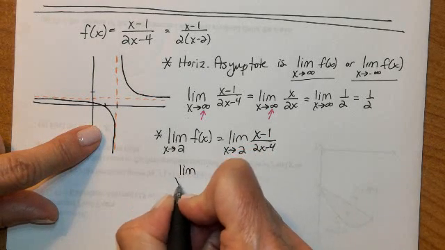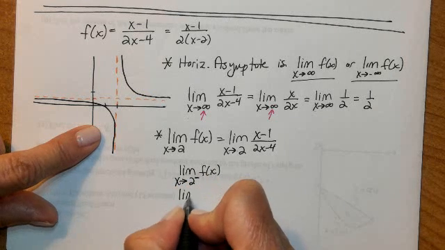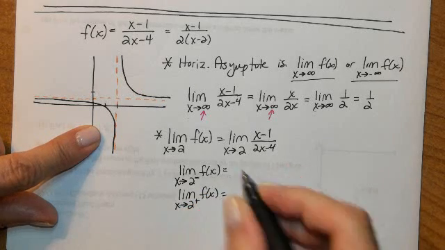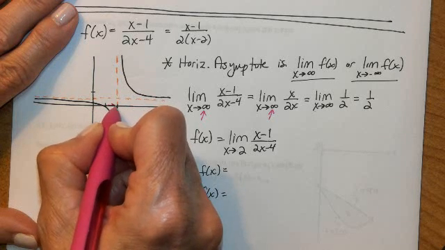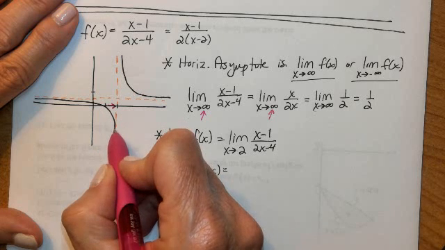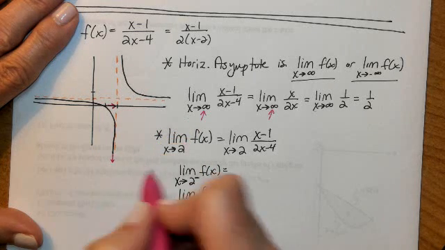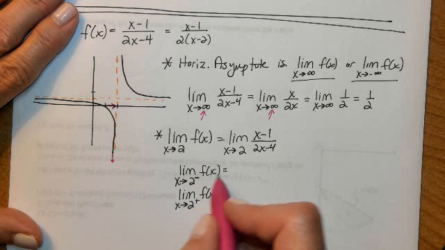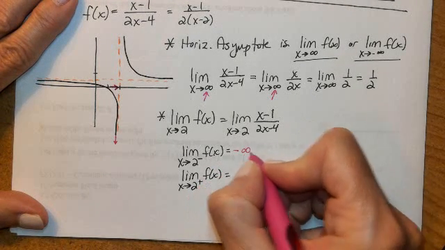Well, we need to think about what is the limit as x approaches 2 from the left, and what is the limit as x approaches 2 from the right. Okay, from the left, as x approaches 2 from the left, the y value, the intended y value, what's y going to? Well, y is going to negative infinity, right? So this limit from the left is negative infinity.